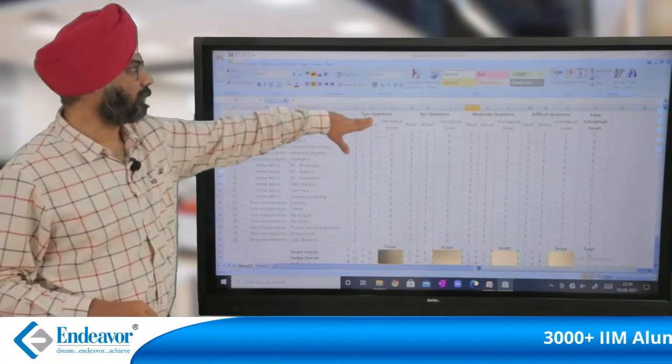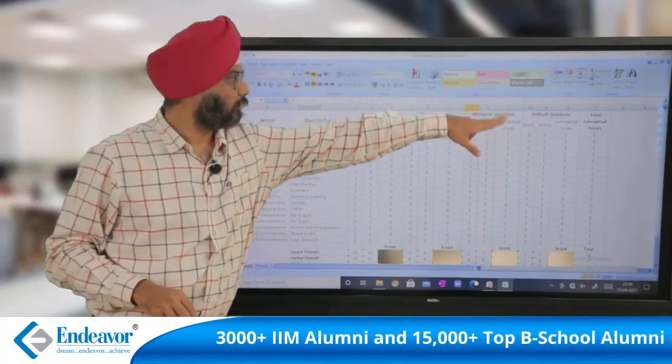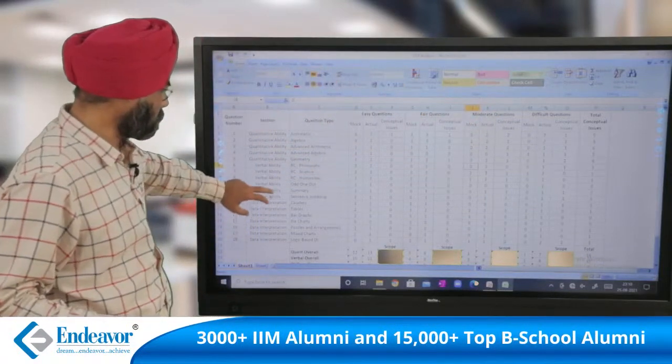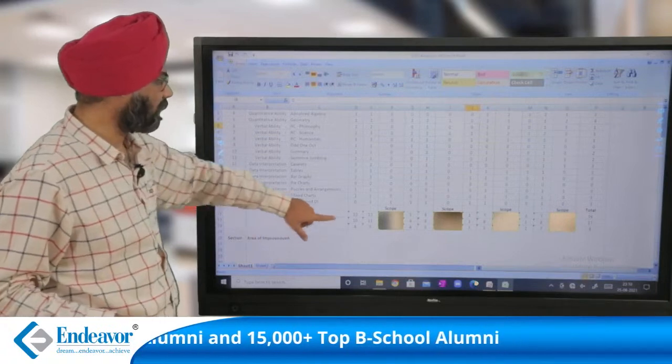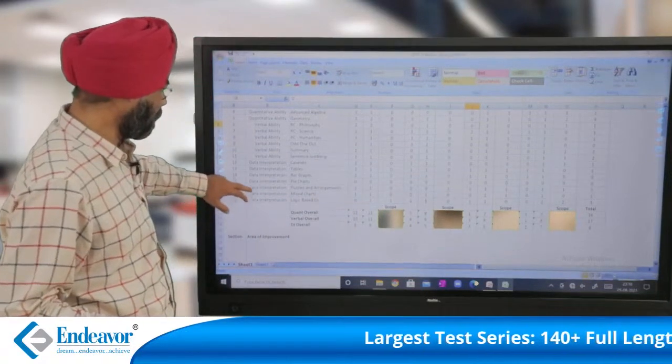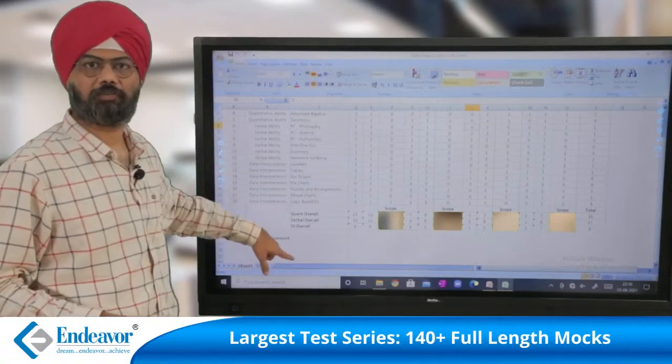Section, question type, easy, fair, moderate, difficult questions. My total conceptual issues, and as I said, quant, verbal, DI, this is what I did. I found out the number of conceptual issues, and then from there I create my areas of improvement.